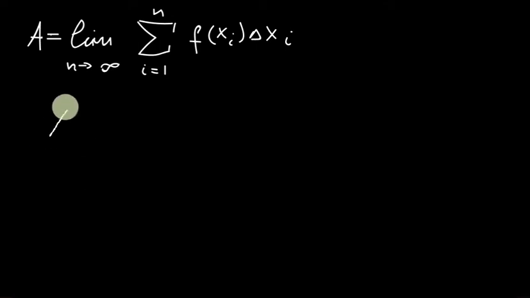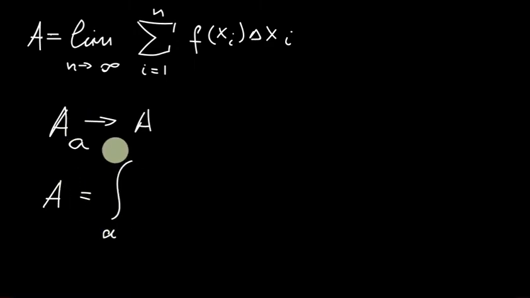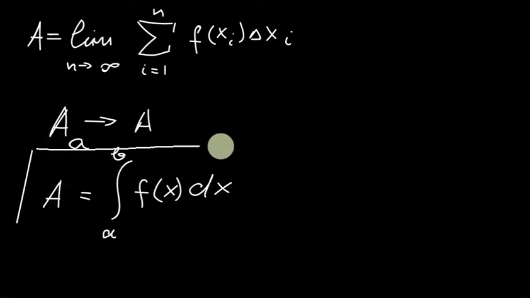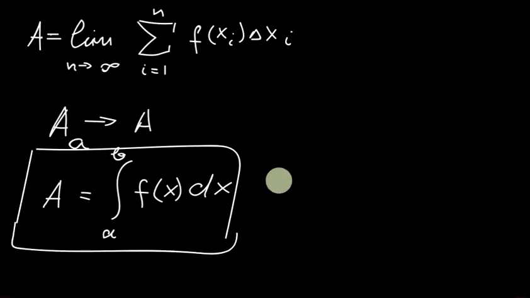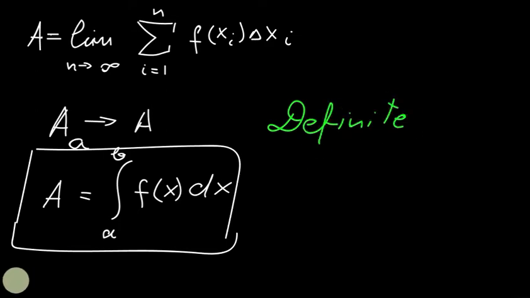So now our approximated area approaches actual area. So this is basically a definition of an integral. So here's what we get. We get that our area is an integral from a to b of a function f of x with respect to x. So our integral sign basically replaces the sum sign. So this is a definite integral. Let me write it. Definite integral. So the definite integral is an area under the curve.